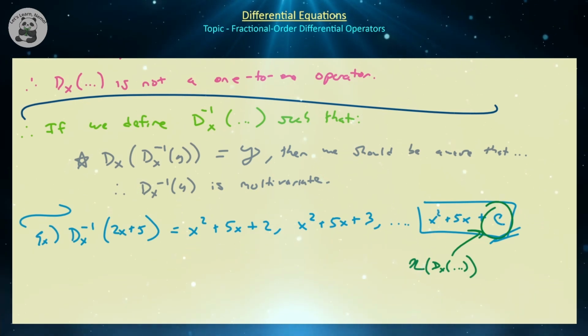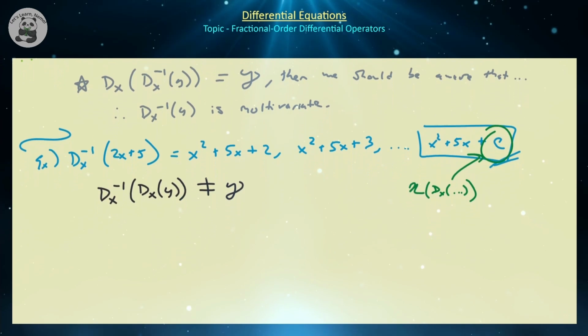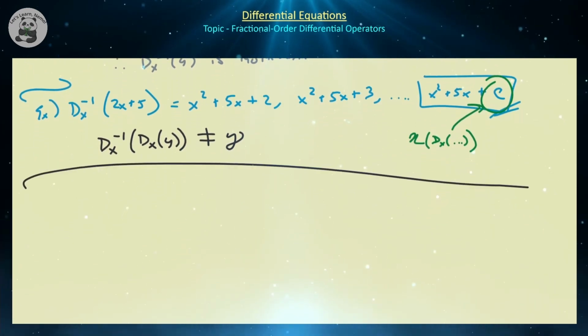And this non-one-to-oneness property of the differential operator is why the expression dx inverse of dx of y is not necessarily equal to just y. So defining inverse operators on non-one-to-one operators does pose a little bit of difficulty. But there are a couple ways that one could go around this particular thing. So how could one define an inverse operator of the differential operator that produces one value, not many?